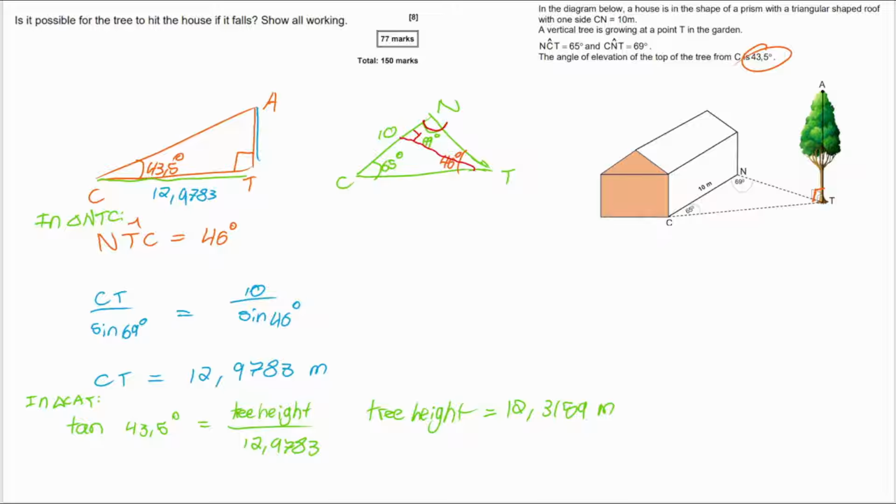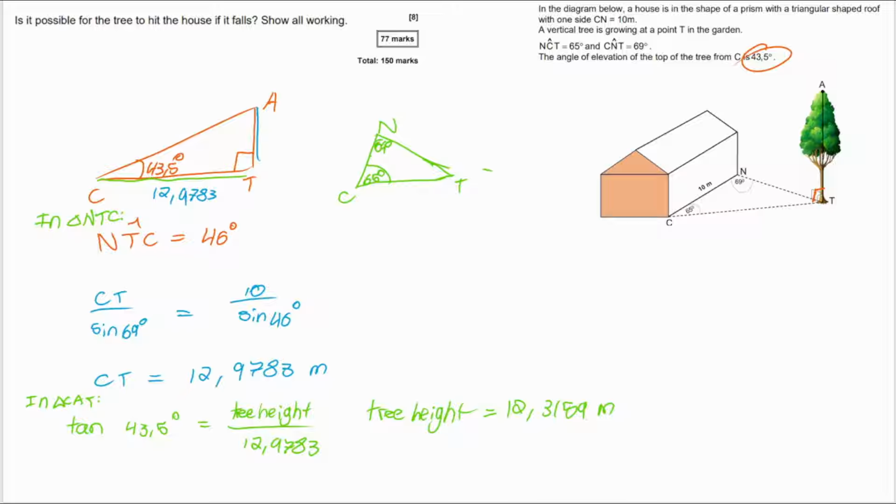So this is not 90 degrees, sorry, that's 69 degrees over there. Okay, let me redraw this diagram so it's a bit clearer for us. Okay, more of a top view. CN is like that. Here's T. Okay, so CNT. All right, so this is 69 degrees, and this one here is 65 degrees.